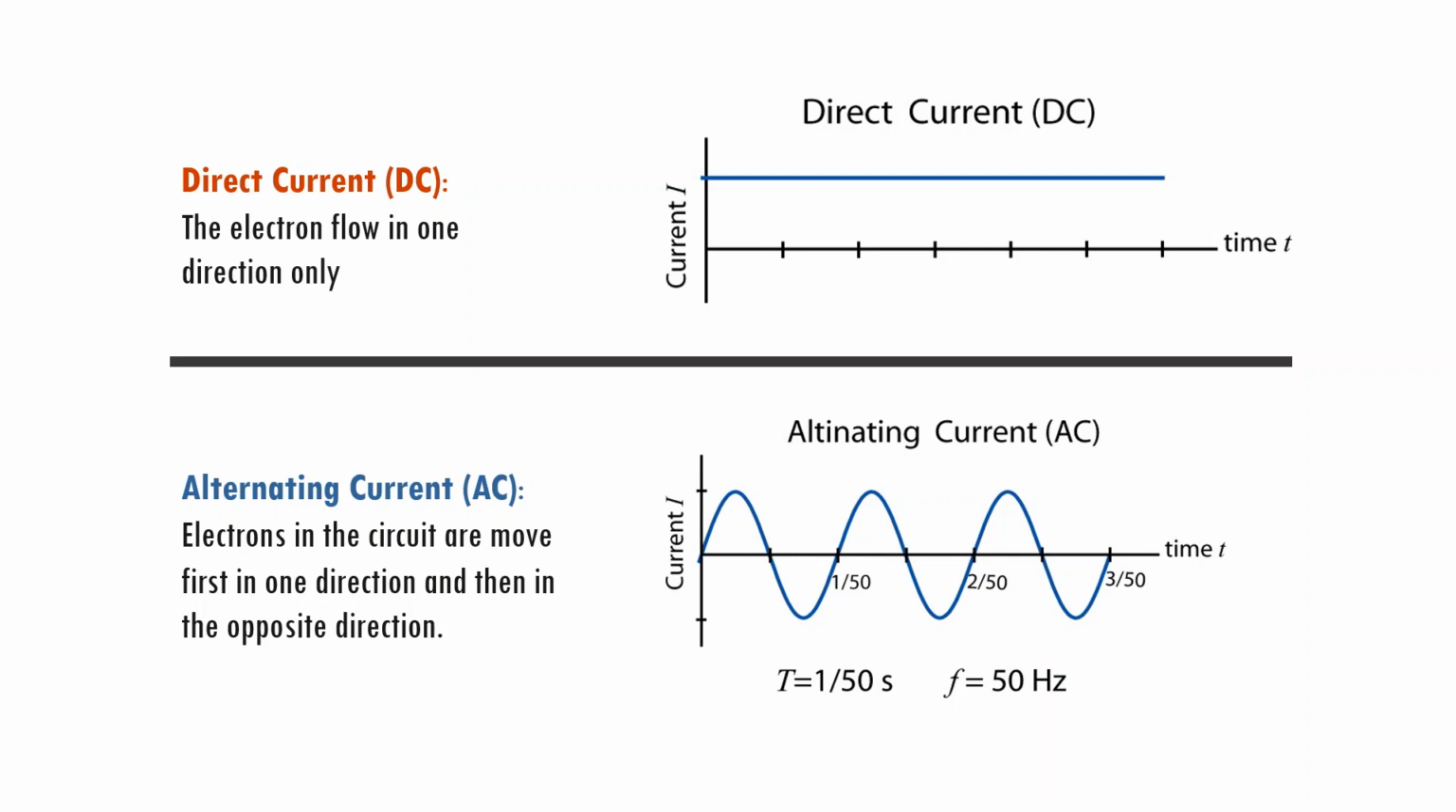So there are two types of current that we use in our daily life. The first one is called direct current, or DC. In this case, direct current is the electron flowing in one direction only. So if it goes north, the electron is going to go north only. The second one is called alternating current, or AC, that we use in our house.